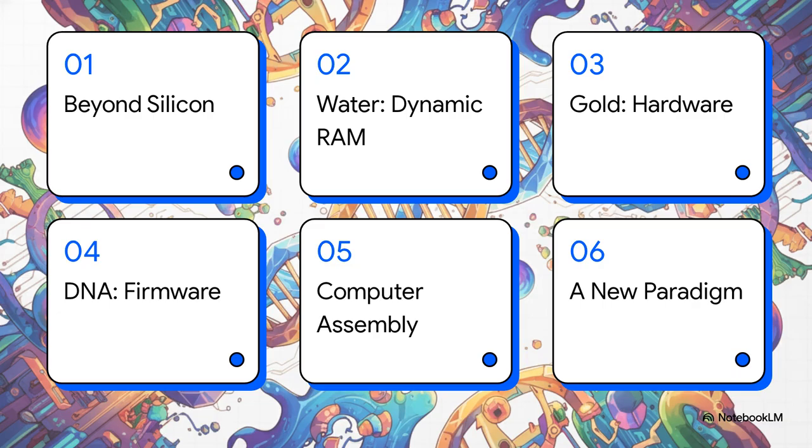We're going to cover: 1. Beyond the silicon wall. 2. Water, the dynamic RAM. 3. Gold, the relativistic hardware. 4. DNA, the biological firmware. 5. Assembling the volumetric computer. And finally, 6. A new computing paradigm. Let's get into it.